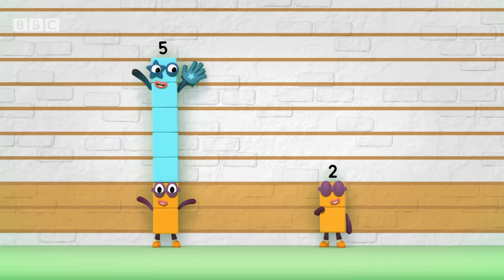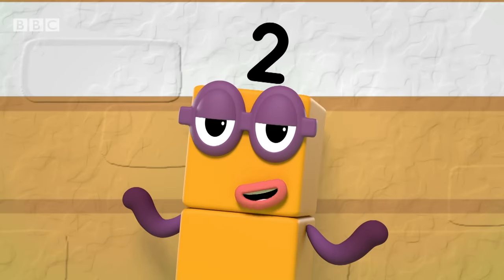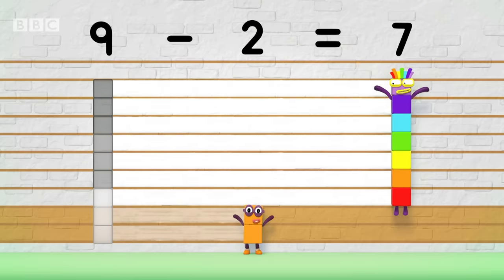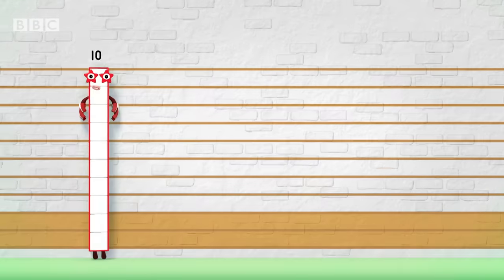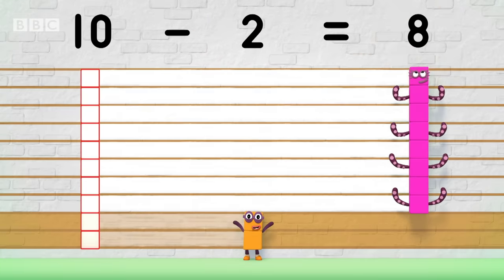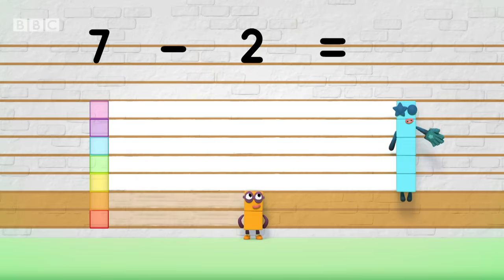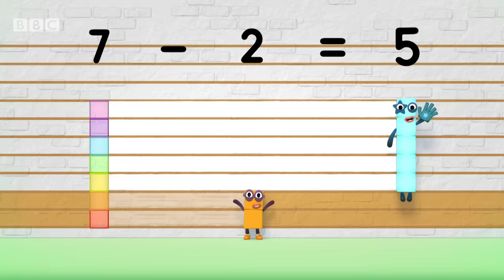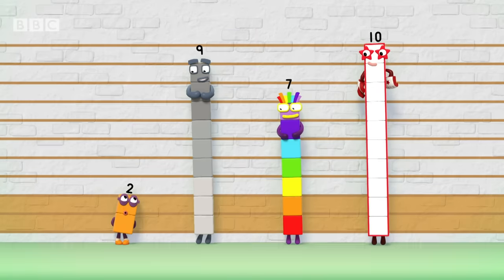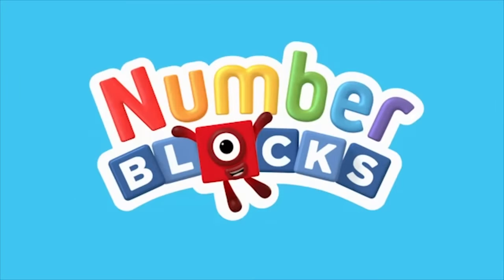1, 2, 3, 4, 5. Five. Difference is five. So, what's the difference? Nine minus two equals seven. That's the difference. Seven. 10 minus two equals eight. That's the difference. Eight. Seven minus two equals five. That's the difference. Five. So take off the difference and everyone will see what the difference is between you and me. You can count on us with another box.